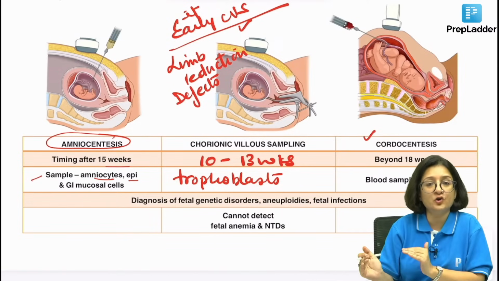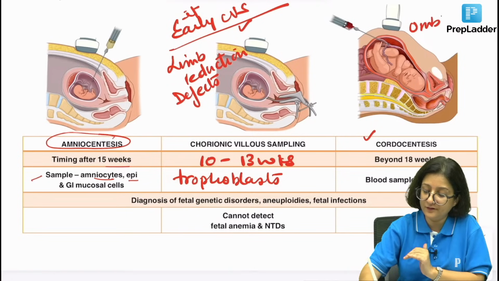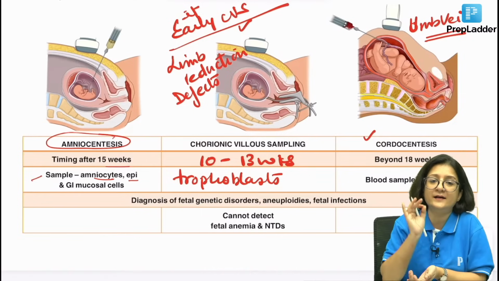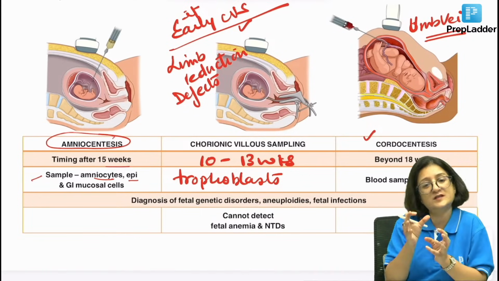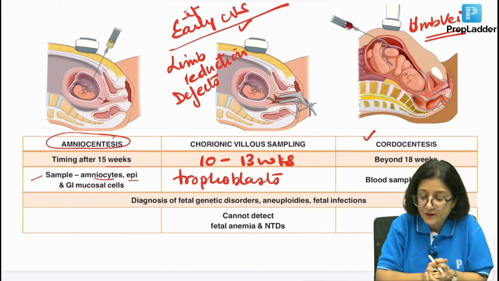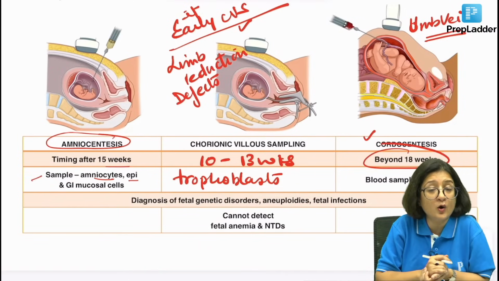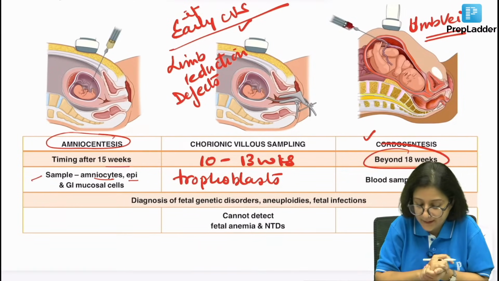Chordocentesis is the image on the right where the umbilical vein is sampled. Umbilical vein is sampled, not the artery. If we accidentally puncture the artery, it can cause sudden bradycardia because of spasm of the umbilical artery. So it's always the umbilical vein that is sampled. It can be done anytime beyond 18 weeks.